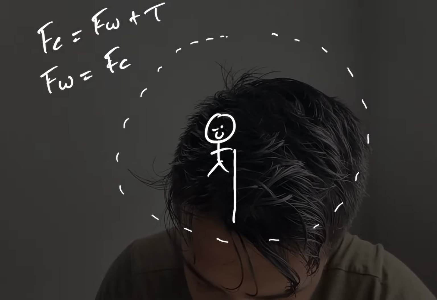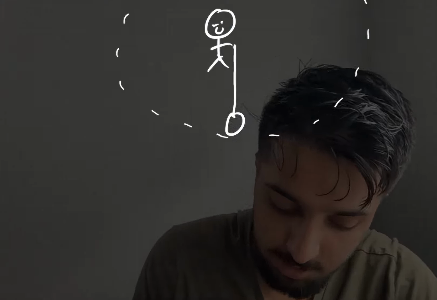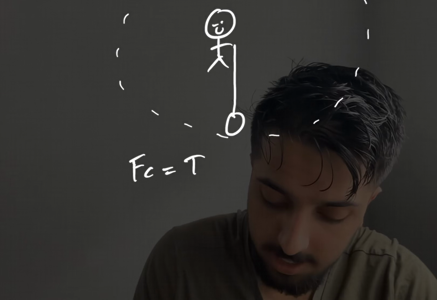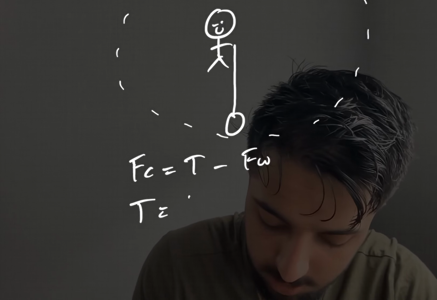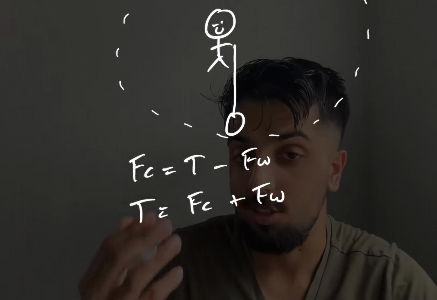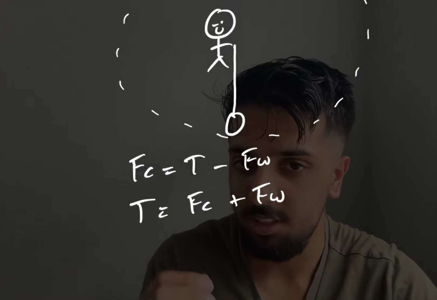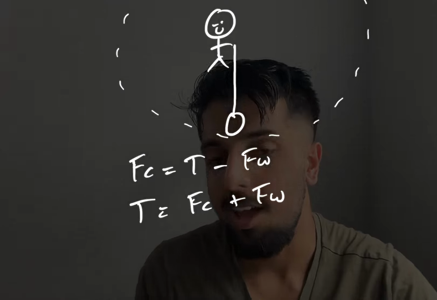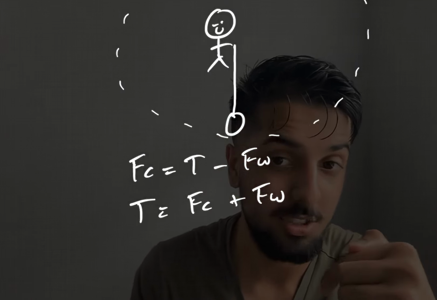Now if we move on to the point where we are at the bottom, again, this is where our centripetal force is equal to the tension minus the weight force. And so therefore the tension is equal to the centripetal force plus the weight force. And so, just like on the roller coaster with the normal force, the tension force in this rope is going to be largest at the bottom. And therefore, it's more likely to break at the bottom because the tension in the rope is largest.